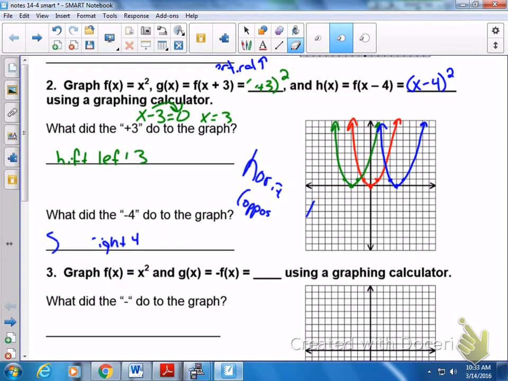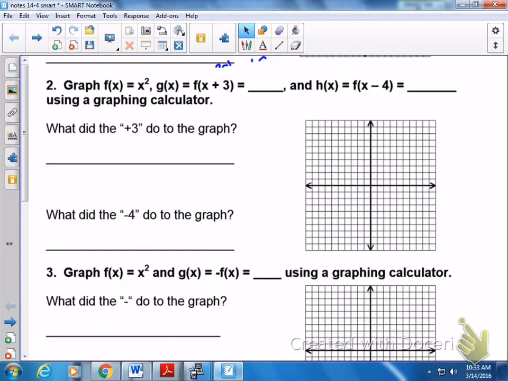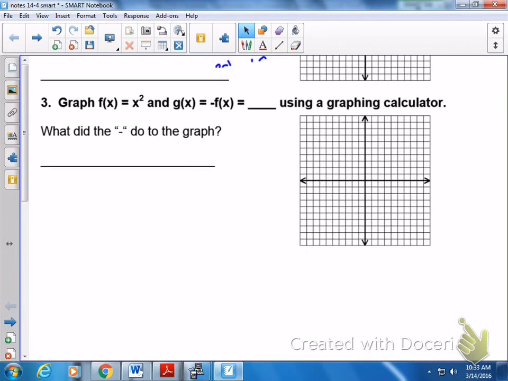Let me erase all this. Okay. So we've got one more on this page. And you got to remember, inside the parentheses is horizontal, outside is vertical. So I'm still talking about my parent function x squared. I'm going to go ahead and graph it real quick. You should be quick at doing that. Do it a lot. If you need to pause, go ahead.